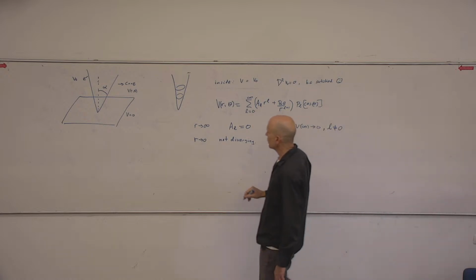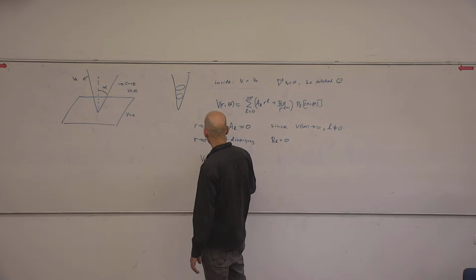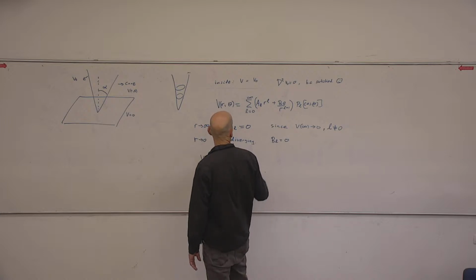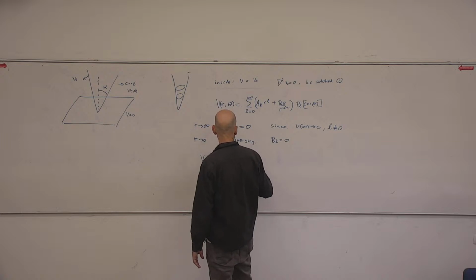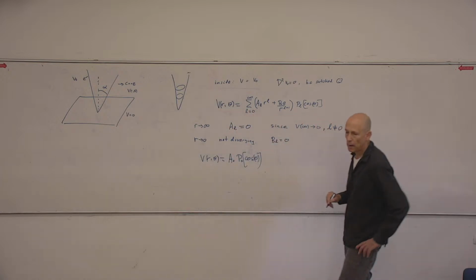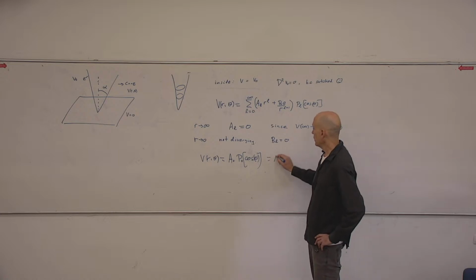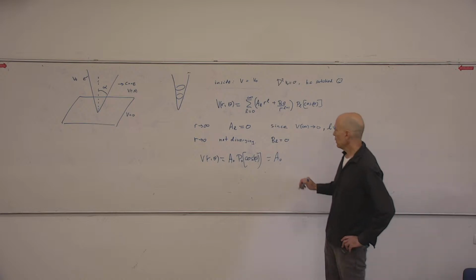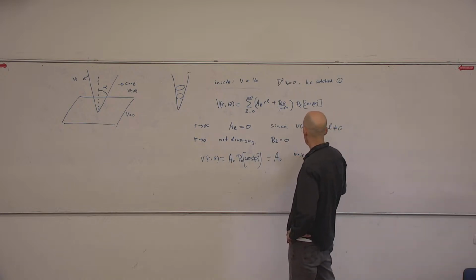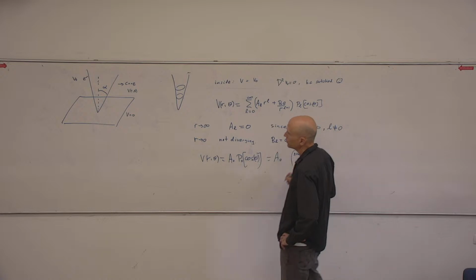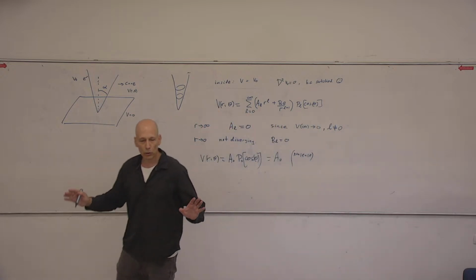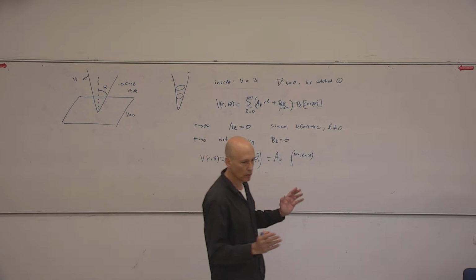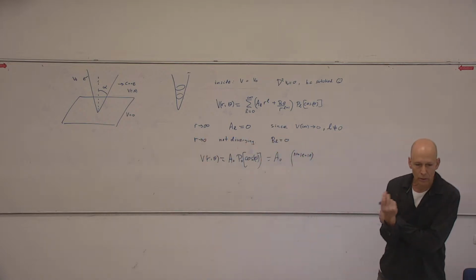So what is the solution according to this? V, R, and theta, some kind of constant. Only L equals 0, so A0, P0, cosine theta. But what is P0 cosine theta? 1. So this is A0. What is this? Constant. No, it's not constant, it's nonsense. Because if the solution is a constant, the boundary conditions are not held, but there's no physics. I mean, there's nothing. So what went wrong? What did I do wrong?